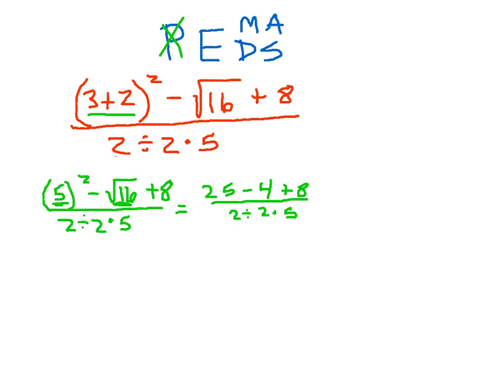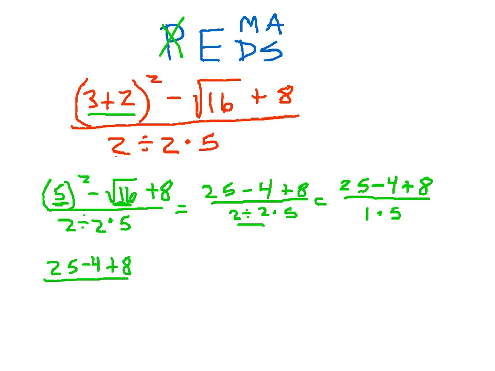So, let's simplify the denominator. Up top, we're going to keep it the same. Down below, we're going to do the division first. So we're going to have 2 divided by 2, which is just 1. So we get 1 times 5. Up top, let's keep it the same. Down below, we'll have 1 times 5, which is 5.